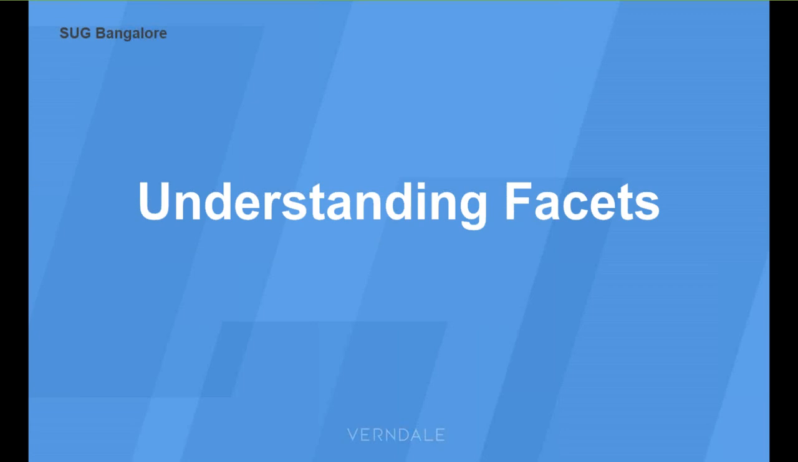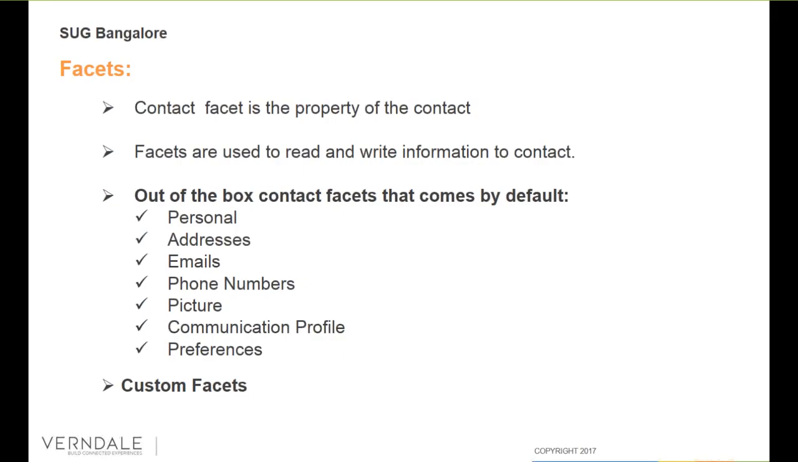So the next thing is understanding facets, right? I've already given you a high level overview on what exactly facets are. Facets are nothing but a property of your contact. By means of facets only, we can either write information to our Mongo, or read the information back from Mongo, right? So facets are a means to get information from Mongo or to write information to Mongo. Facets are used to read and write information to your specific contact.